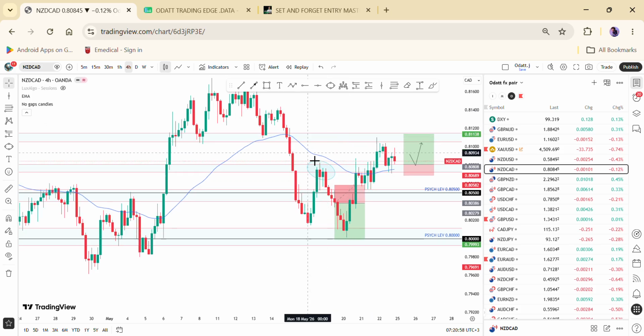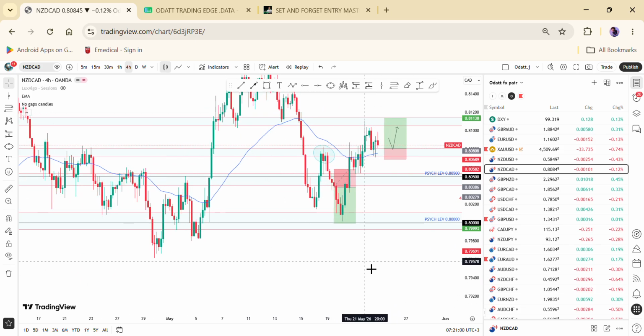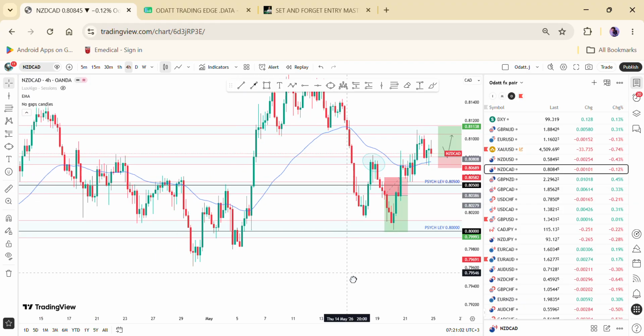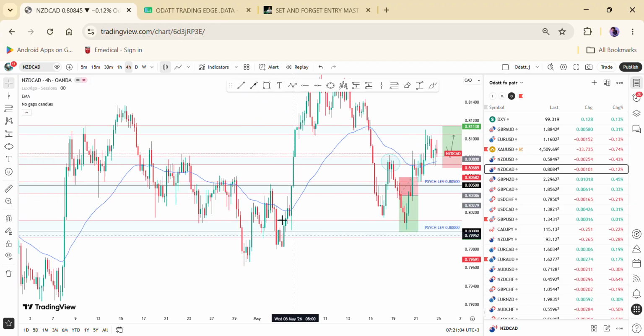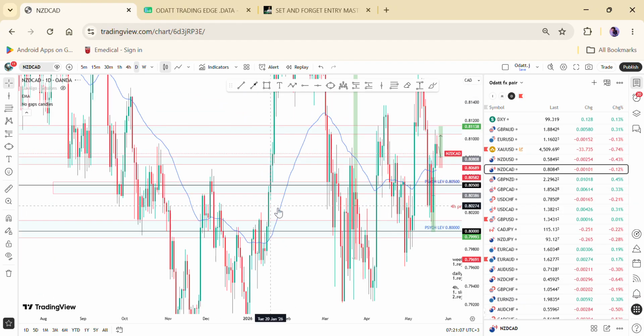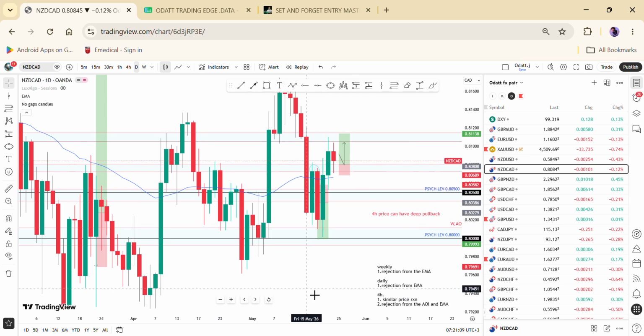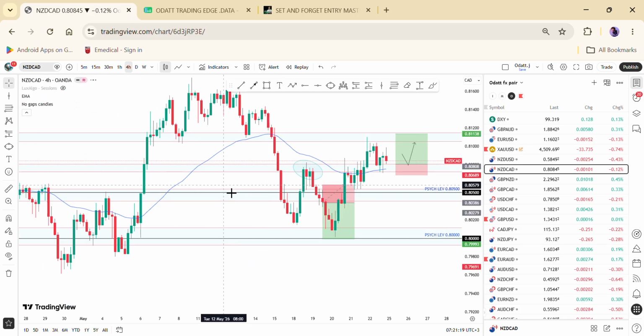NZD CAD, as you can see, also the NZD CAD. What happened here was a similar price reaction, as you can see, where daily price was actually bearish. So we need the price to come and test around here and then continue moving to the downside. 4H time frame, price came, rejection over here.